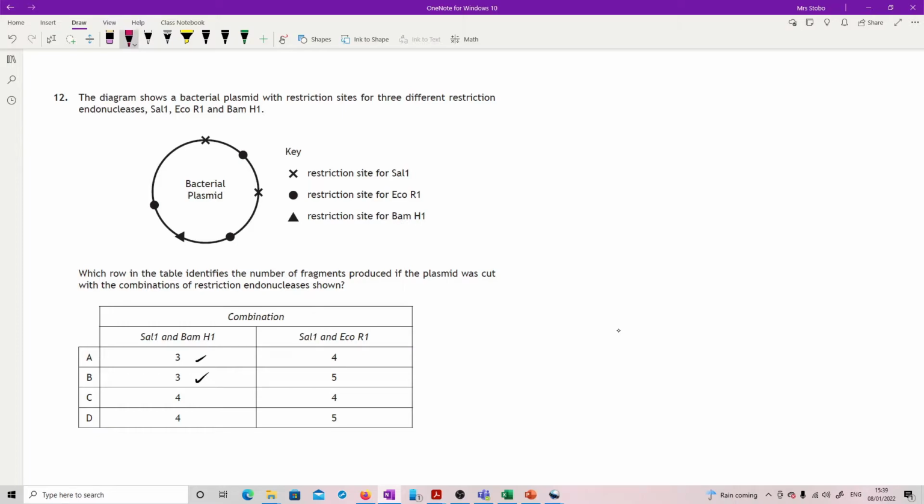Okay, so I've got SalI and EcoRI. SalI I'm going to cut again with my X's, and this time I'm going to cut with the circles. Let's do the count again. I've got 1 here, 2, 3, 4, 5. Just for consistency's sake. So B.